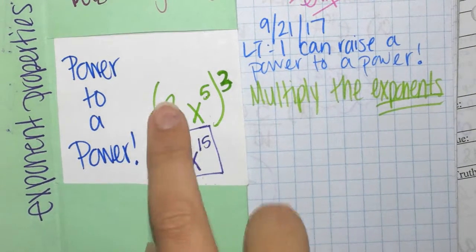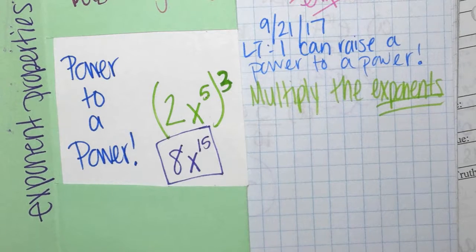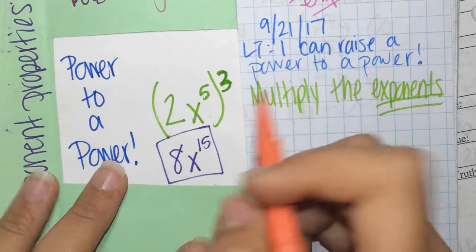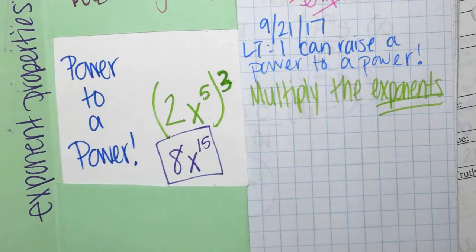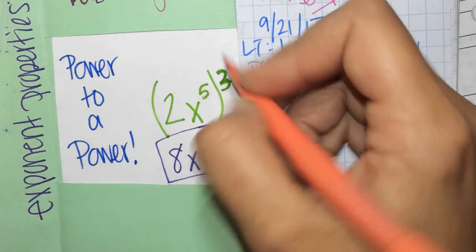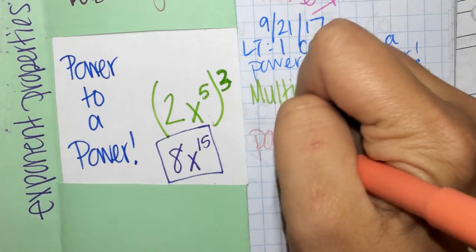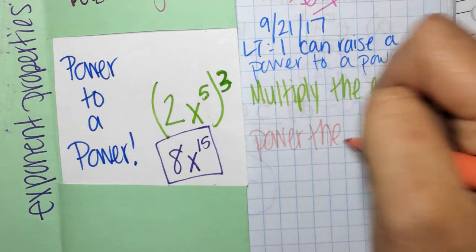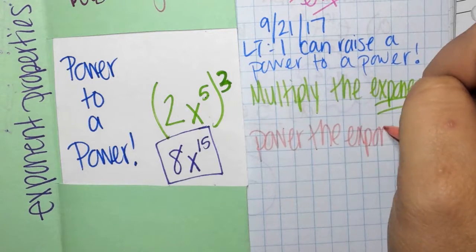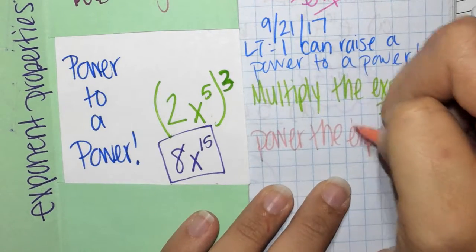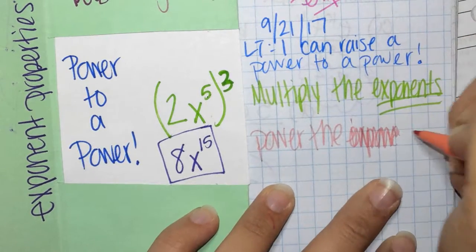But what did we do to the base? No, we did not multiply 2 times 3. What did we do to the base? We did 2 cubed. So we used the power, right? So let's write: power the base. Can you guys remember what that means? Power the base. Thank you so much.